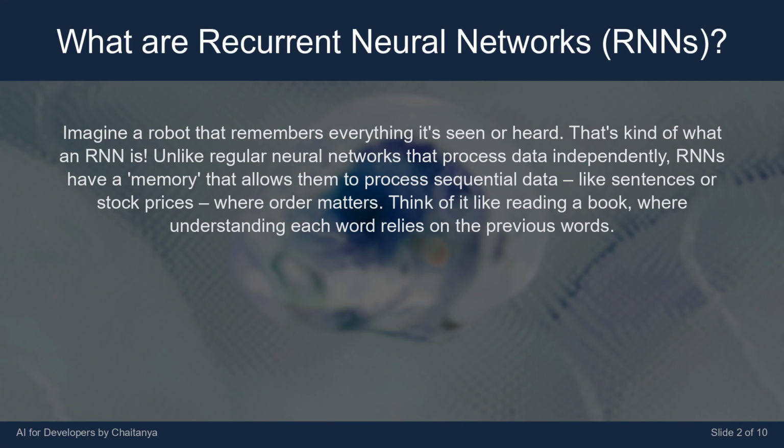Unlike regular neural networks that process data independently, RNNs have a memory that allows them to process sequential data, like sentences or stock prices, where order matters. Think of it like reading a book, where understanding each word relies on the previous words.